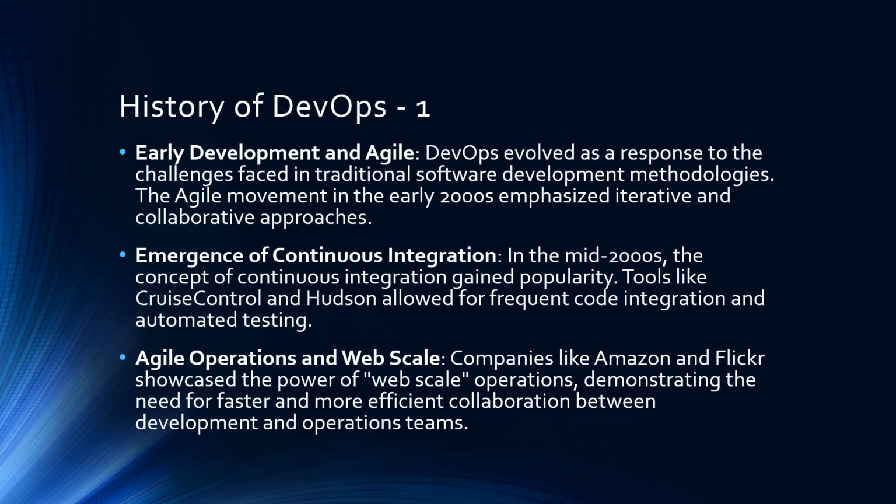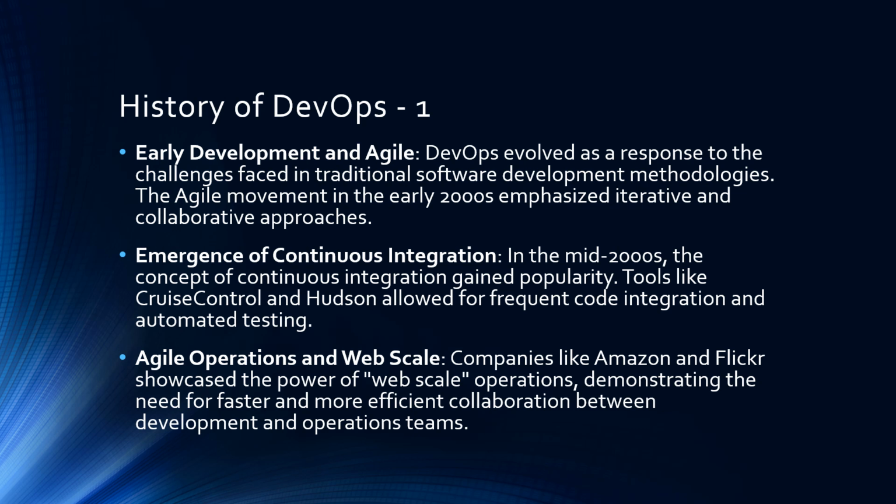The evolution of DevOps is a fascinating journey that reflects the broader transformation of the software industry. Understanding this history helps us appreciate why DevOps practices are so crucial today and how they've evolved to address real-world challenges. The story begins in the early 2000s with the rise of Agile methodologies.